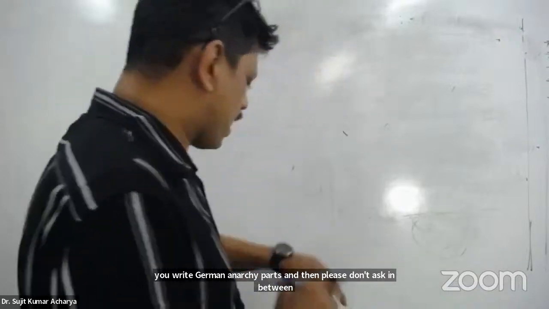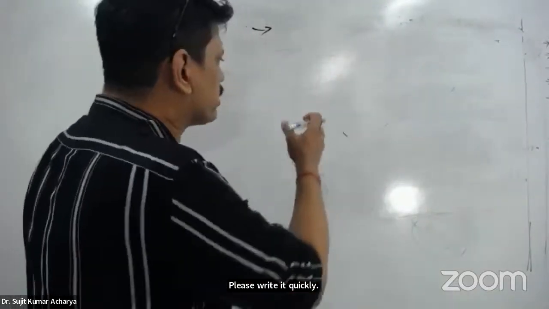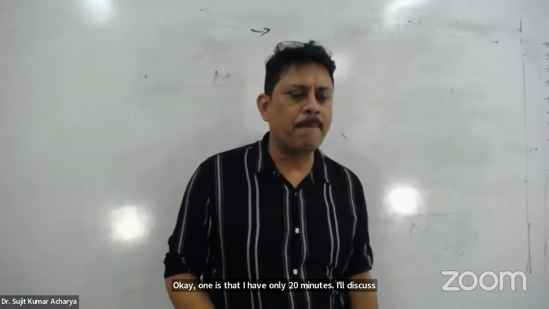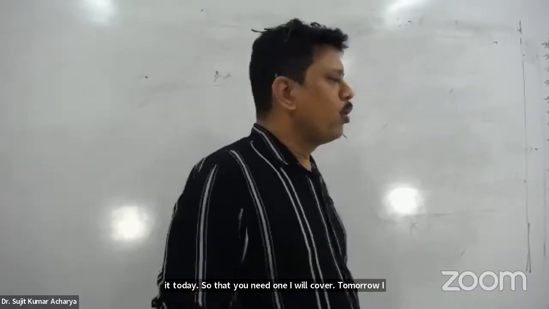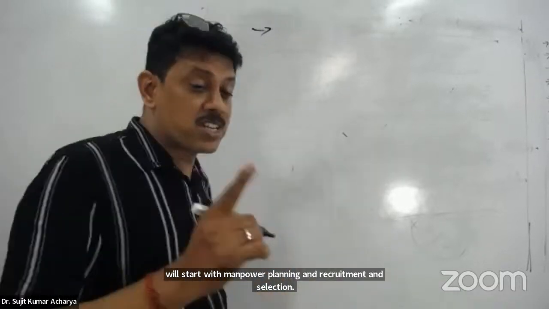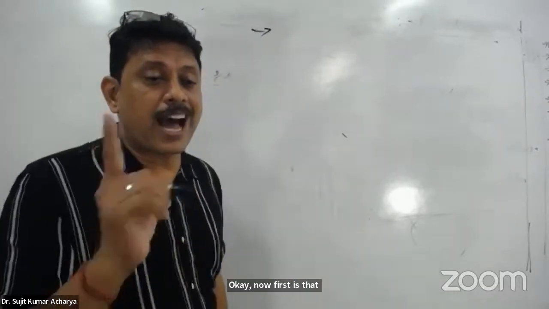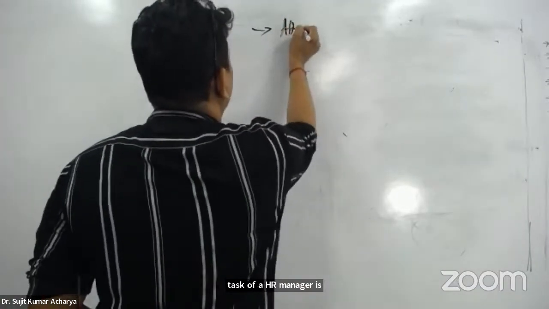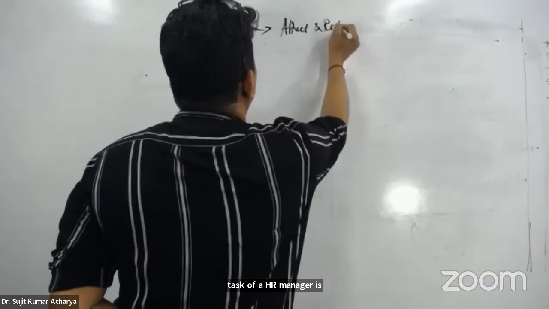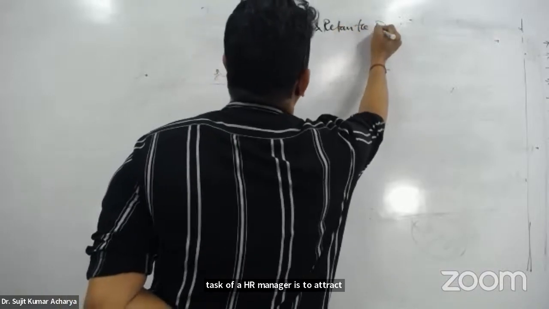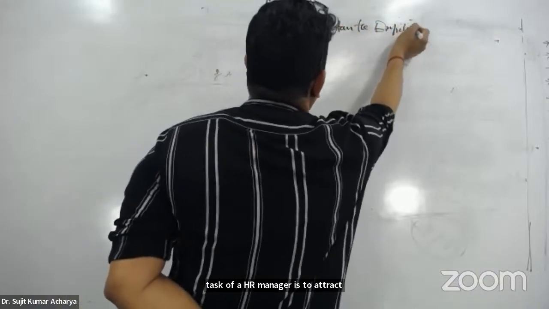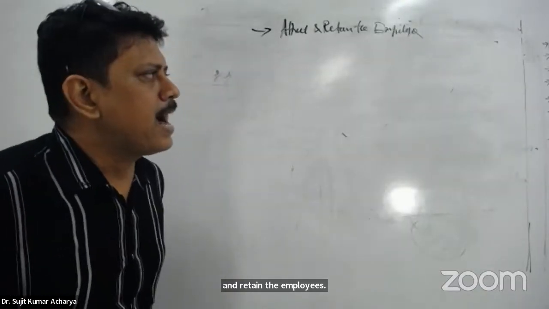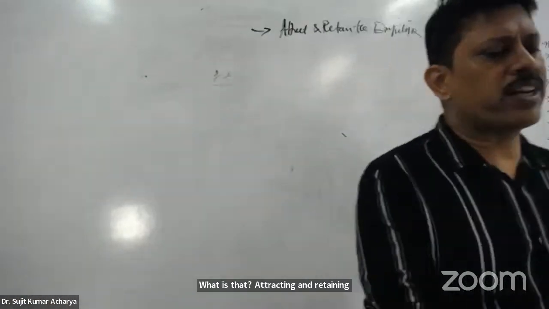Okay, one is that I have only 20 minutes. I will discuss it today so that Unit 1 I will cover. Tomorrow I will start with manpower planning and recruitment and selection. Now the first activity: the task of an HR manager is to attract and retain the employees. What is that? Attracting and retaining the employees. This is the first activity.